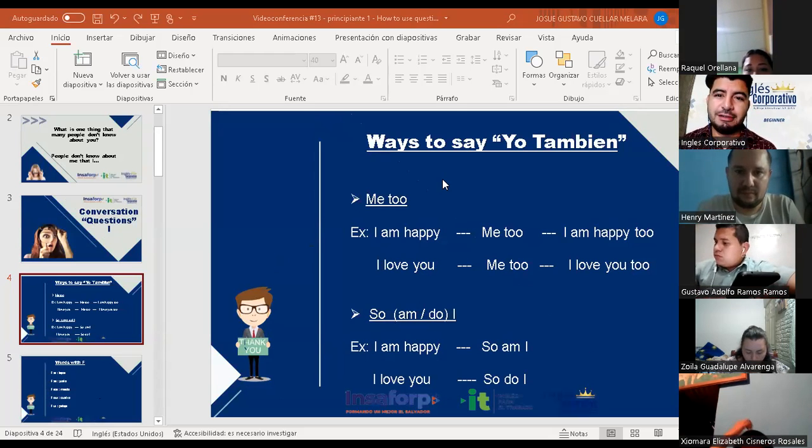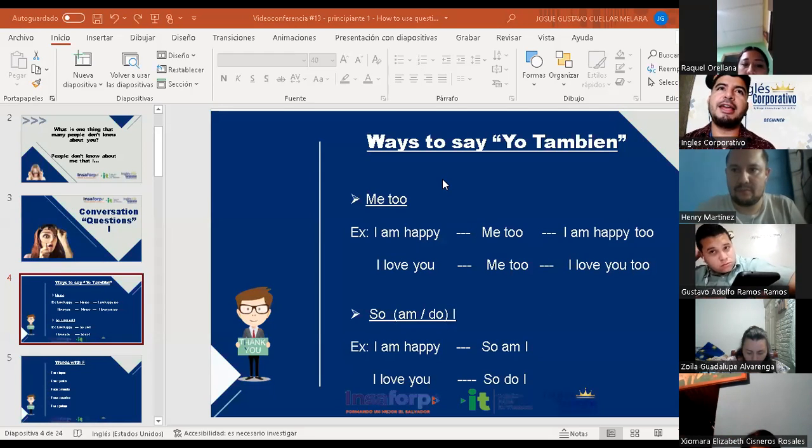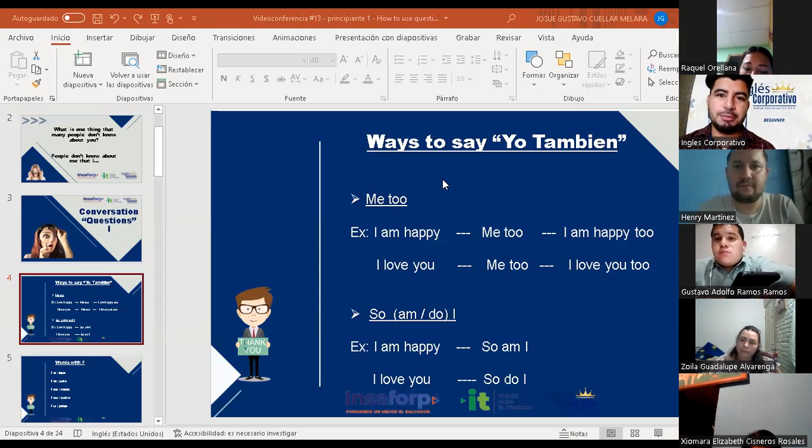Por ejemplo, si alguien está hablando de gatos, I love cats, me encantan los gatos. Y usted, me too. I love Harry Potter, me too. I love Spider-Man, me too. Pueden decir, I like pupusas, me too. Okay. Pero también pueden decirlo de otra manera.